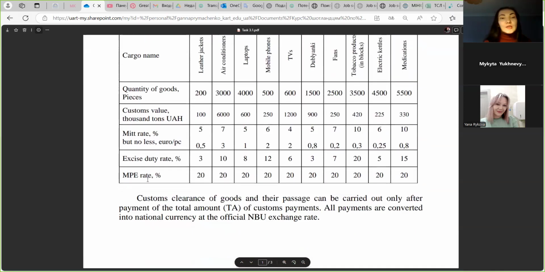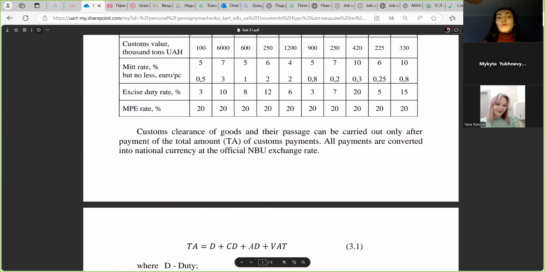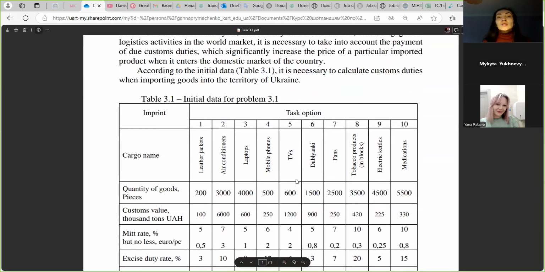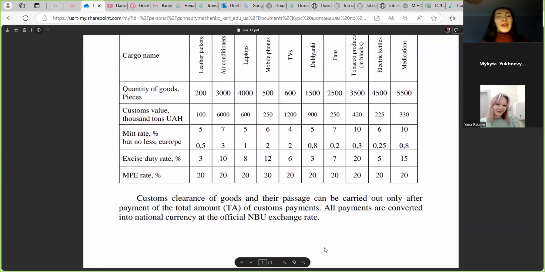I do not translate here, right? It is about value added tax. It is the same for every variant, 20%. So we start with our formulas and we will come back every time to this table.